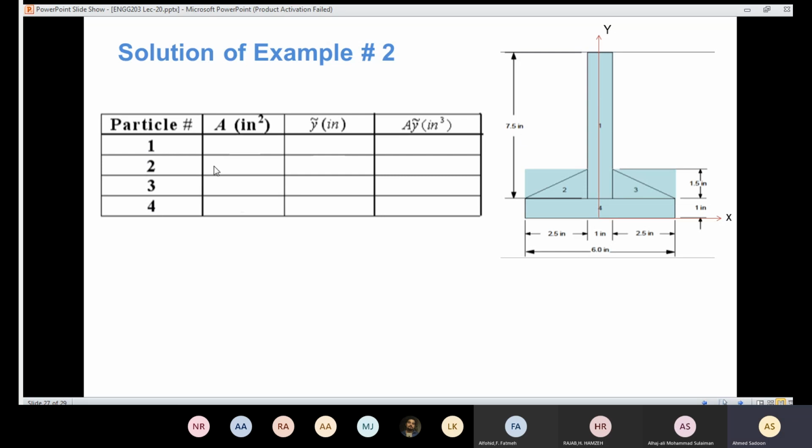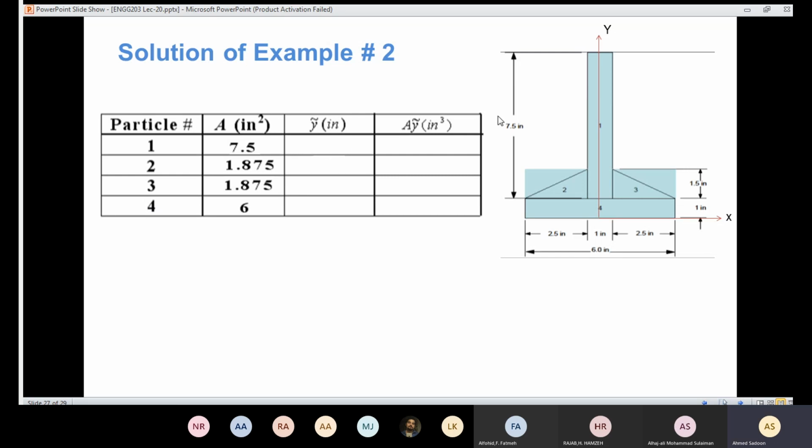Regarding part 1, I need to know the area. The area for part 1 is 1 inch times 7.5, so we're going to end up with 7.5. Regarding part 2, here we have a triangle. The base is 2.5, and the height is 1.5. So I'm going to have half times 2.5 times 1.5, which came out to be 1.875. And this area is similar to that area, so this one is the same as that one. Regarding number 4, here I have 6 inches, and here I have 1 inch, so the area is 6 inch squared.